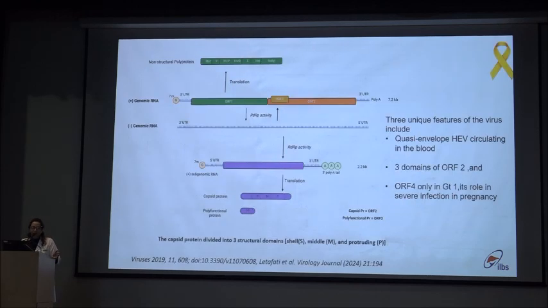The virus forms 2 types of RNA, the genomic RNA which is 7.2 kb and a subgenomic RNA which is 2.2 kb. The unique features which have come up are the quasi-enveloped form of HEV which is circulating in the blood, and the capsid protein with 3 domains. I'll talk about the quasi-envelope, but the 3 domains inside ORF2 are S, M, and protruding, and then ORF3, which is polyfunctional. So the new things are the quasi-envelope form, the 3 domains and their role, and the ORF4 region, which is present only in genotype 1 and can lead to severe disease and affect replication.